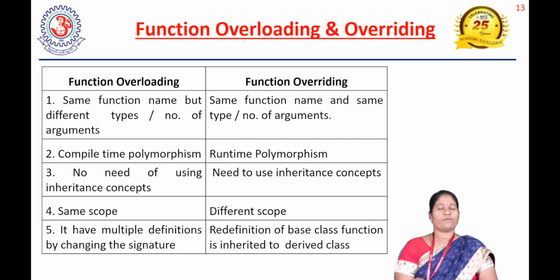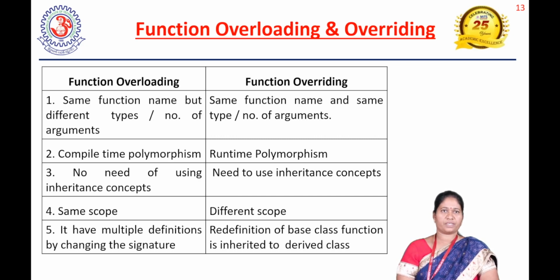So in function overloading, we have the same function name, but the types of arguments and the number of arguments will be different. But in overriding, there is no difference: same function name, same signature, and the types and number of arguments should be the same. That is the main difference between function overloading and function overriding. Next, when will it be invoked? Function overloading is resolved at compile time. Function overriding will be invoked at runtime only.